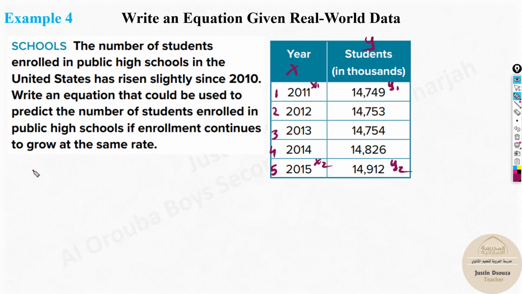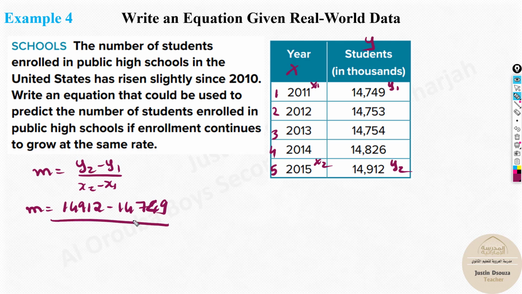And now let me find slope. M equals y2 minus y1 by x2 minus x1. All you do is substitute the values. Y2 is 14912 minus 14749 divided by x2 is 5 minus 1. All you do is put in the calculator.